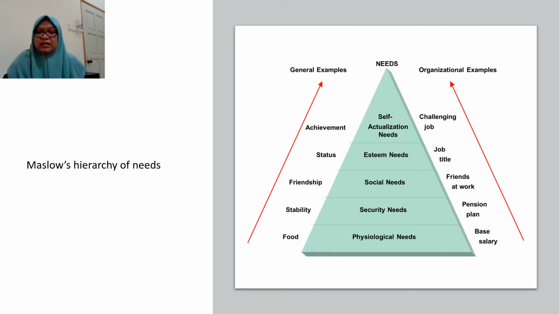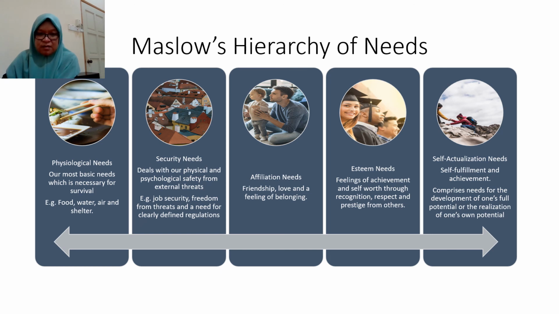For example, for physiological needs, in terms of food or the basic salary. Security needs, in terms of stability, or inside the organization, maybe a pension plan or a good fringe benefit. For the social needs, we want a good friendship relationship, or inside the organization, friends at work. For esteem needs, maybe in society we want status and recognition, or inside the organization, a higher position. And for self-actualization, the highest need, we want our own achievement, and at the organization, maybe a more challenging job. This is the example for Maslow's hierarchy of needs, the same one.